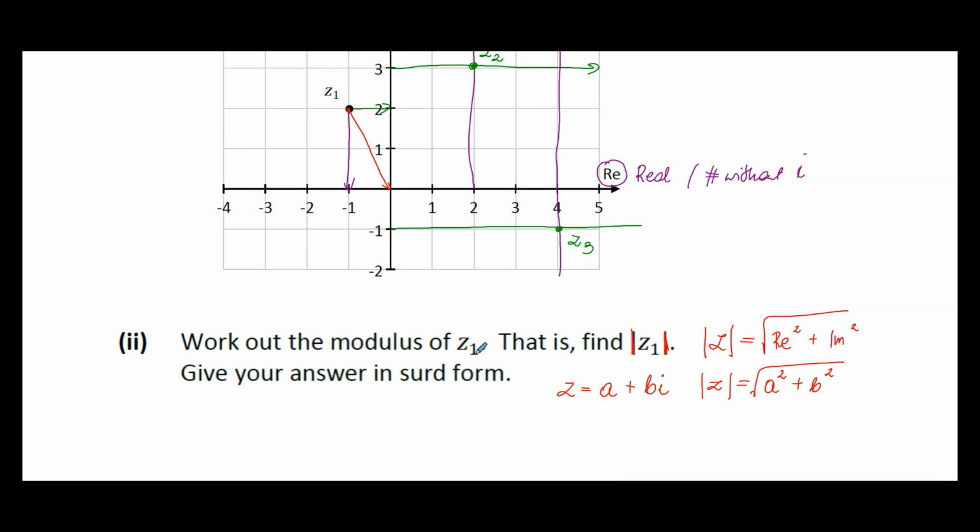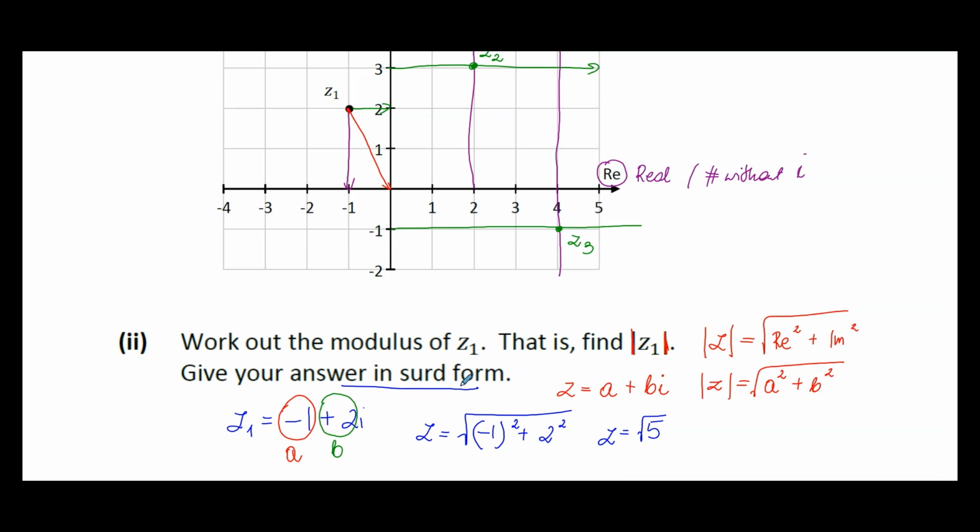Here, because we are doing Z1, we are calculating that distance. Our Z1 was minus 1 plus 2i. So that is my real value, that's my a. And the number that stands beside i, that's my b value. Let's apply that to our formula. It is a square root. a is minus 1, taken to the power of 2, plus b, which is 2, taken to the power of 2. We put that in the calculator, we press equal, and we have square root of 5, and they are telling us to leave it in surd form.